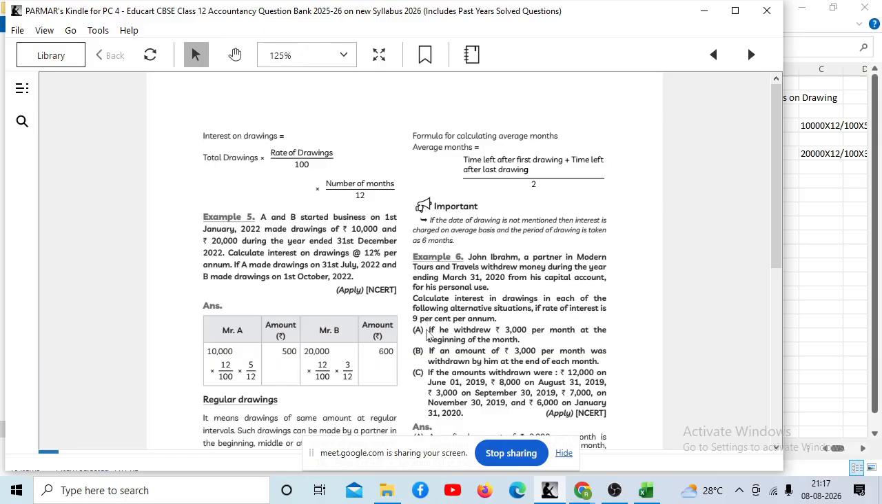Now they are telling that he withdrew rupees 3,000 per month at the beginning of the month. So if he is withdrawing 3,000 per month at the beginning of the month, what will be the interest on drawing, right?